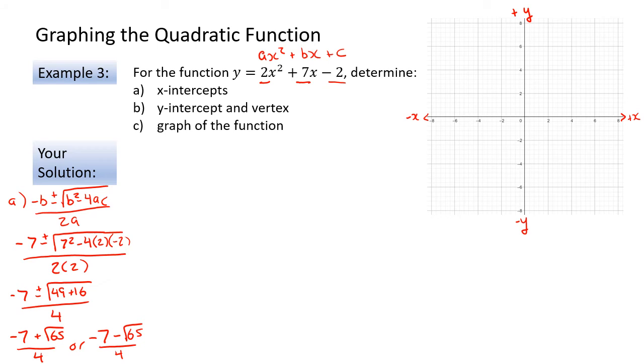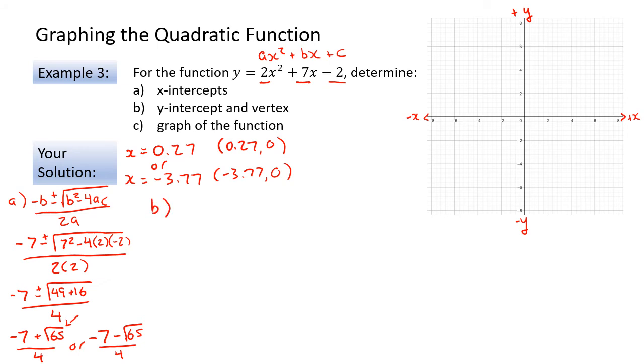If you calculate those out, I'm going to move just to the top here. What you end up getting is x is equal to 0.27. That's for the first root here. Or x is equal to negative 3.77. Remember, because these are the x-intercepts, the y-coordinate is 0. So our 2 points are therefore 0.27 and 0, and negative 3.77 and 0. So those are the x-intercepts.